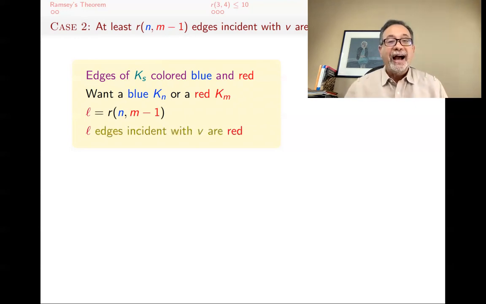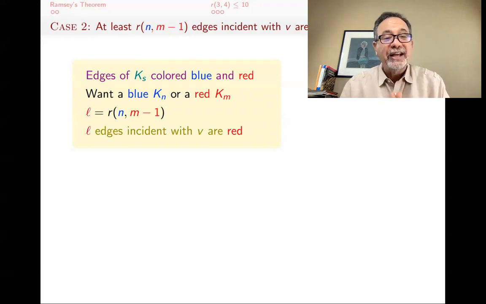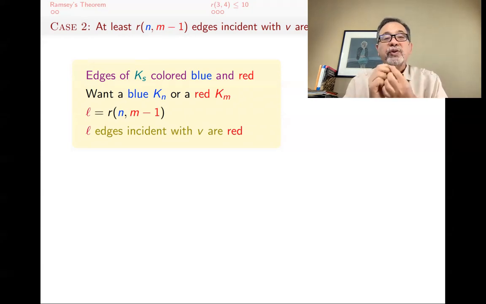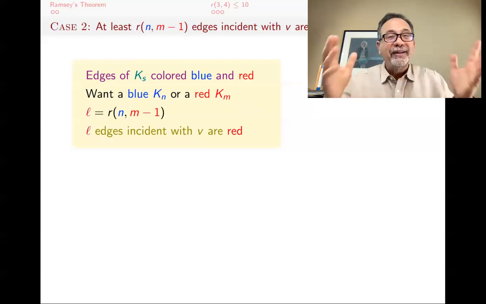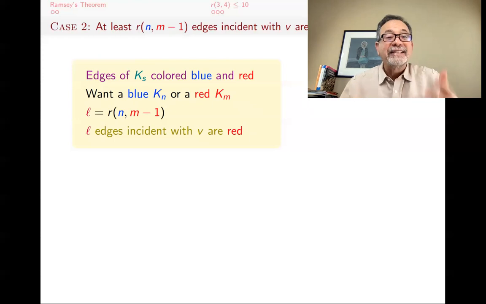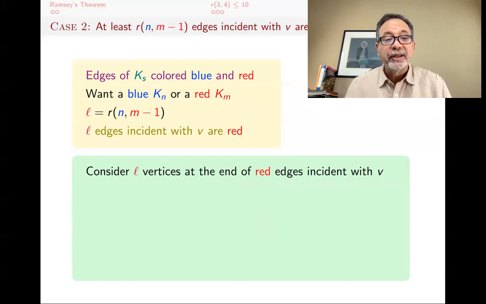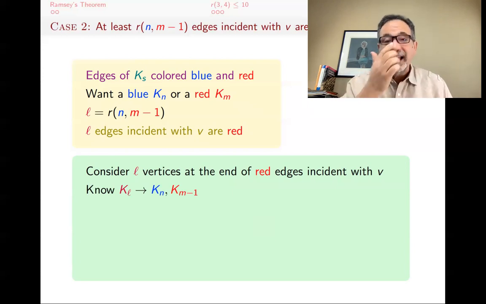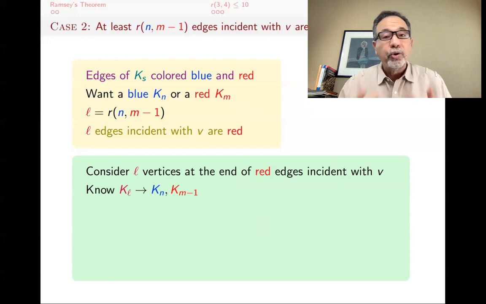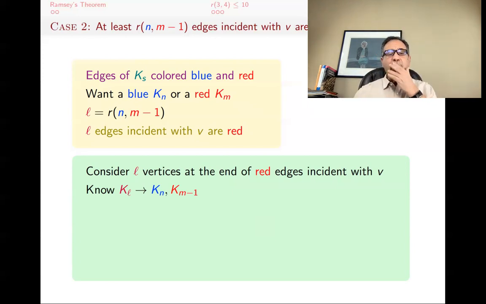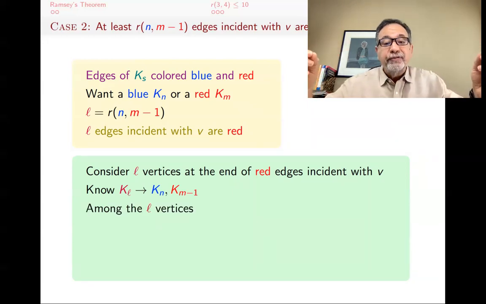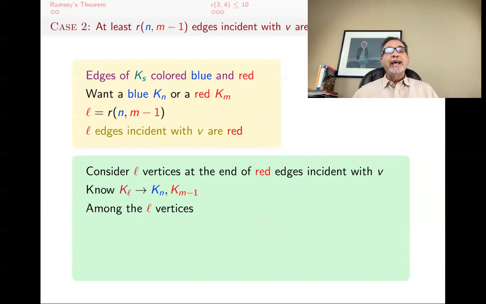And we are in the case where I know that at least L of the edges incident with V are red. V was that one vertex that we are focusing on, and I know that L of the edges coming out of it are red, and L is this Ramsey number. So again, I consider the L vertices at the end of these red edges, and I know that L is a Ramsey number, so that's telling me that KL arrows to a blue Kn or a red Km minus 1. So what does that mean? That means among those L vertices, which were at the other end of the red edges incident with V, you have either a blue Kn or a red Km minus 1.